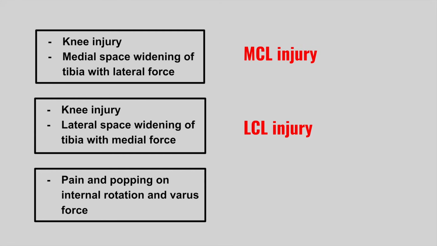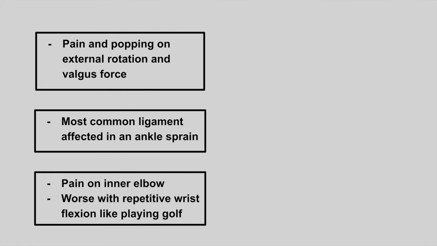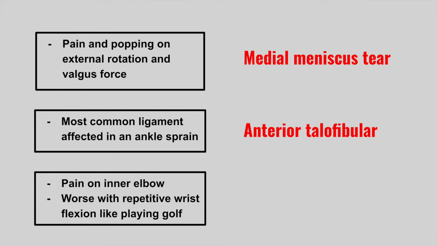Next, we have a patient who has pain and popping on internal rotation and varus force. So this is a lateral meniscal tear. Next, we have a patient who has pain and popping on external rotation and valgus force. So this is a medial meniscus tear. Next is the most common ligament affected in an ankle sprain. This is the anterior talofibular ligament.